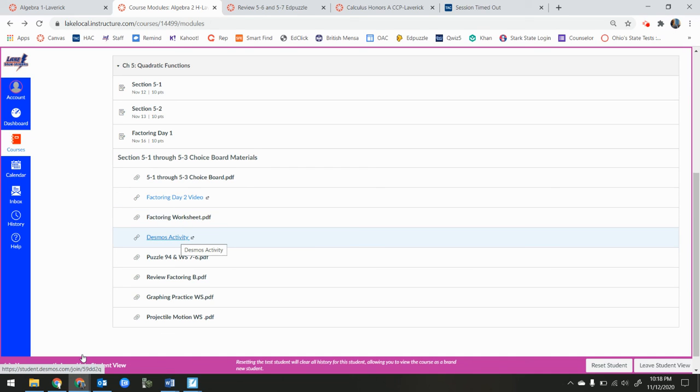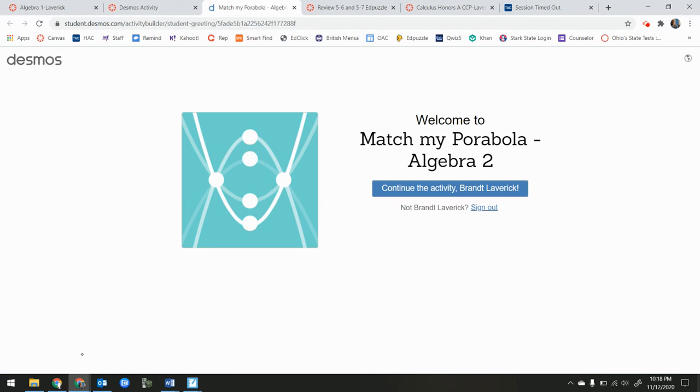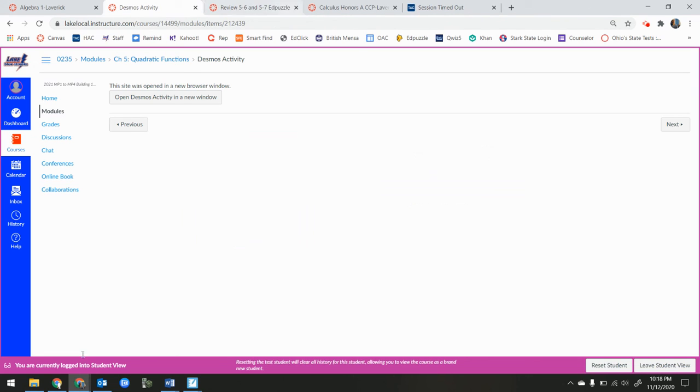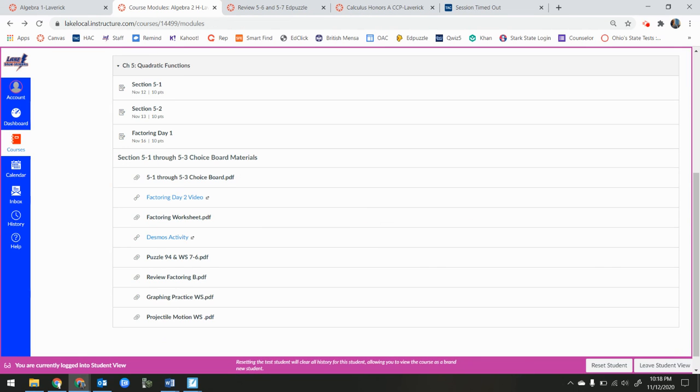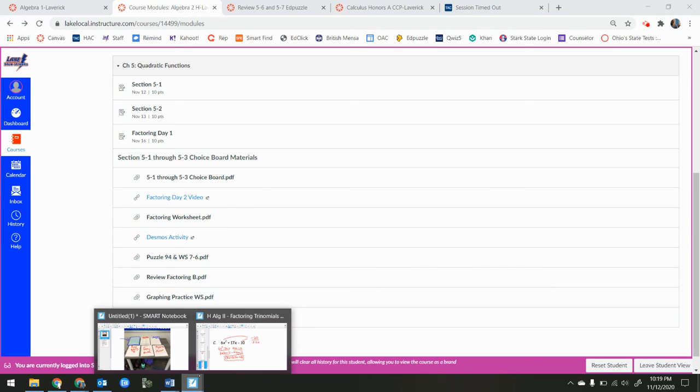Here's the Desmos activity. Again, if you click on that, it's going to open up in a new tab and walk you through an activity. Oh man, I thought I changed the spelling on that. That's spelled wrong. That's a bummer. But anyway, here's the puzzle worksheet. Here's the review Factoring B worksheet. Here's the graphing practice worksheet. Here's the projectile motion worksheet. As we go through, I'm going to post keys for these so that you can check your answers.